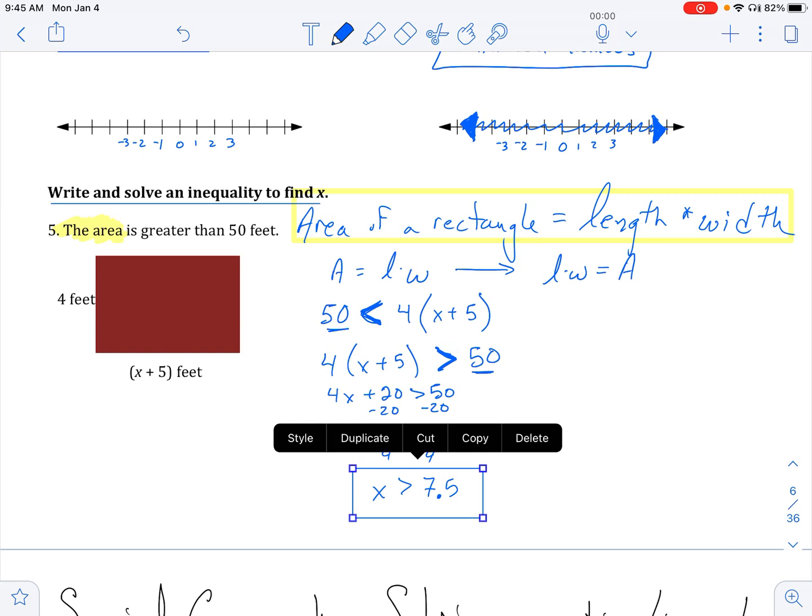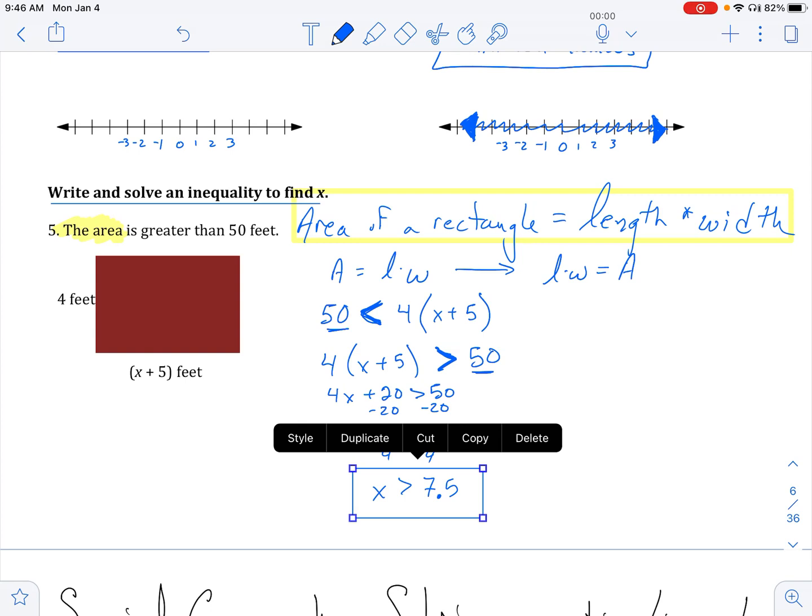It says right in the problem to solve the inequality; it does not ask us to graph this on a number line. But what this is telling me is that if I wanted to pick values for x that would make this area larger than 50, I would have to have something other than 7.5, because that would be equal to 50. We want it greater than 50, so maybe something like 7.6, something like 10.